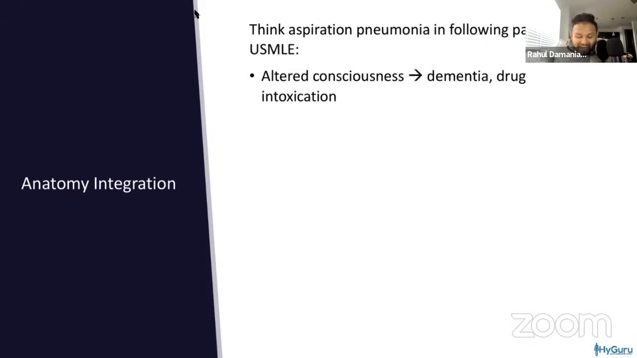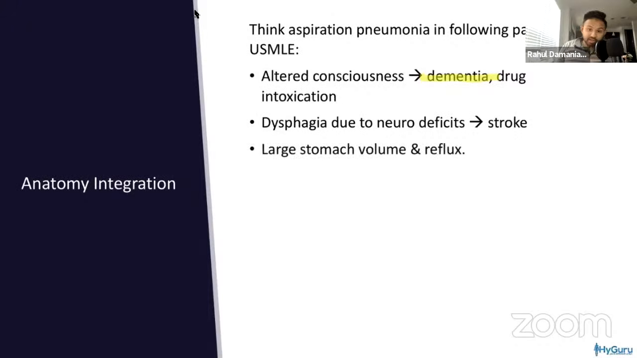But when you're thinking about aspiration, you want to be thinking about patients on your USMLE who have altered consciousness. For example, those patients with dementia or those patients who have a drug intoxication. You also want to be thinking about patients who have neurological deficits, such as strokes or demyelinating conditions, as well as patients who have really, really big stomachs. And if they have underlying GERD, guess what? Whoop, the actual food or liquid contents end up going up the esophagus and then into the trachea, and that's why you have the aspiration.